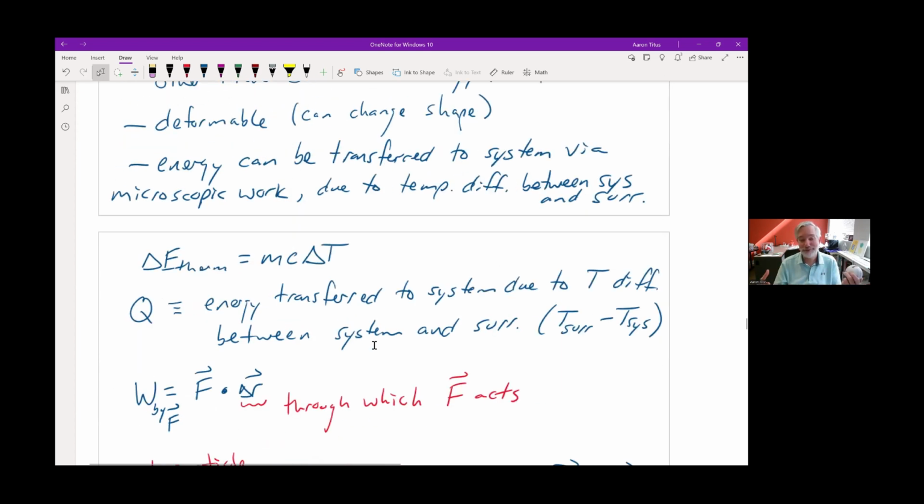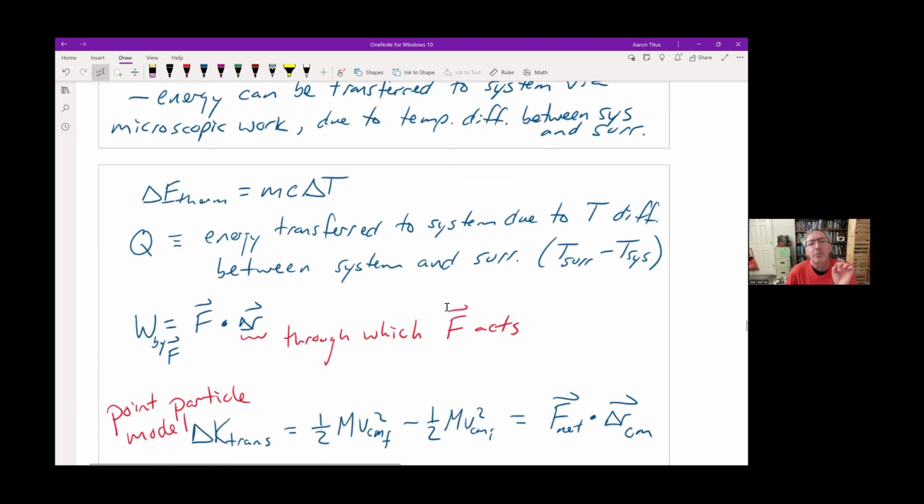Now we know students get confused about the words heat transfer. I tend to be very wordy, and I just say it's the energy transfer to the system due to a temperature difference between the system and surroundings. Occasionally, of course, I do just call it heat transfer. But sometimes more words are better than fewer words if they are meaningful and if they prevent problems later on.